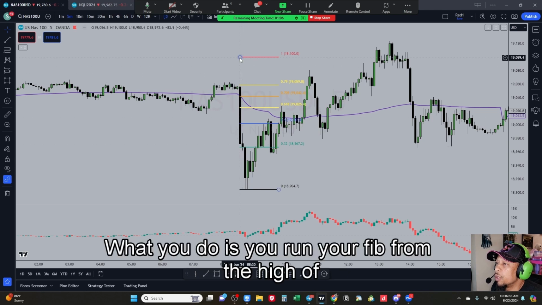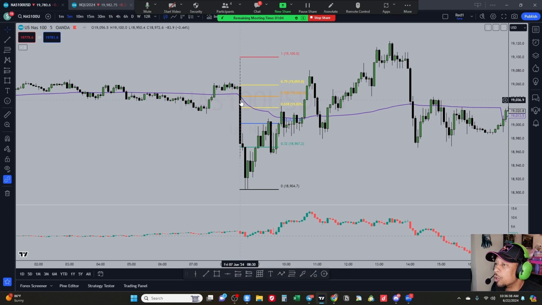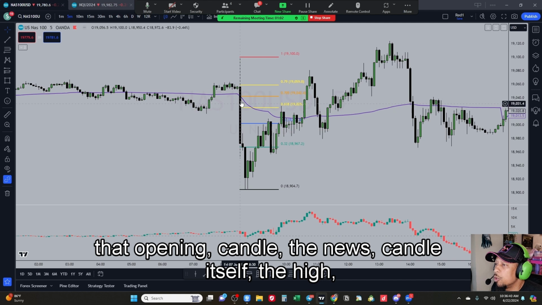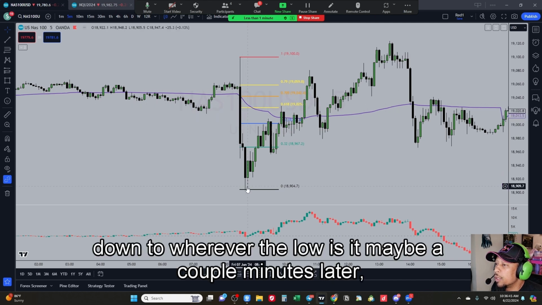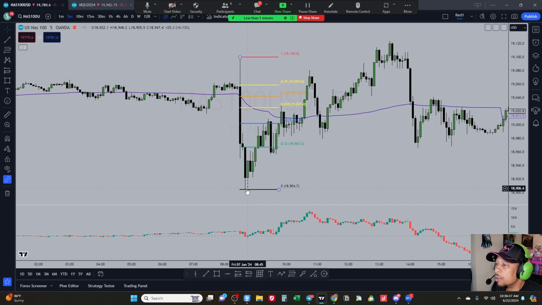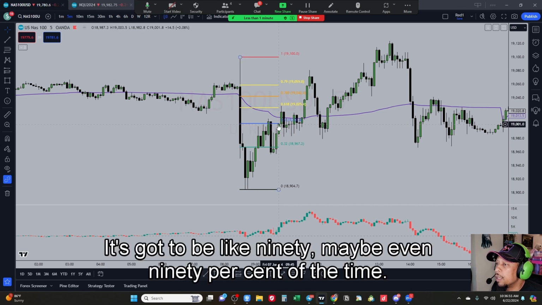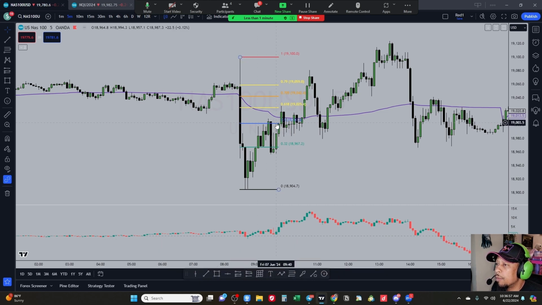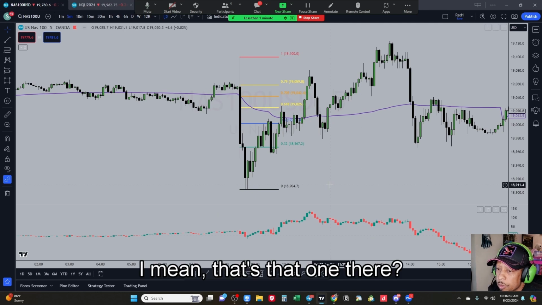What you do is you run your fib from the high of that opening candle, the news candle itself, down to wherever the low is, maybe a couple minutes later. And then you're going to put your position up to the 50%. This works, maybe even 90% of the time. Okay. That's that one there.